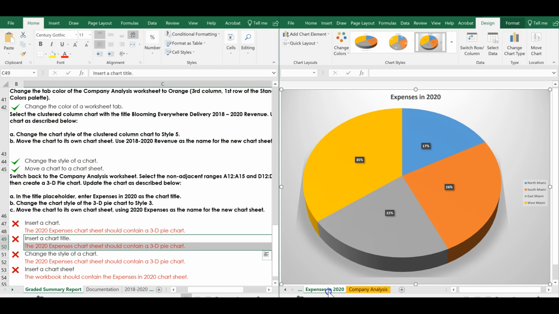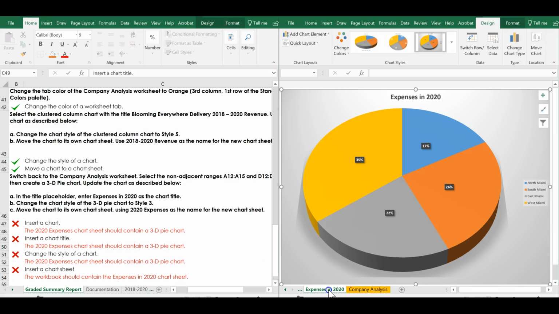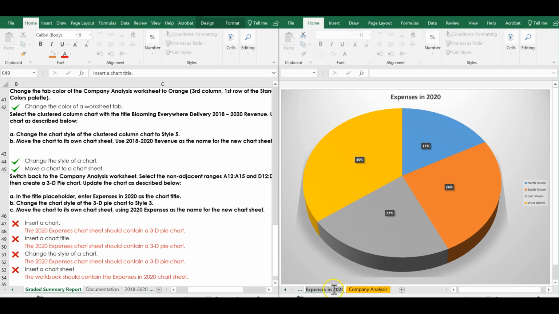Okay, the reason it didn't find this is letter C. So this should be 2020 expenses. The title of the chart is expenses in 2020, but the tab should be 2020 expenses, and that was again from letter C.